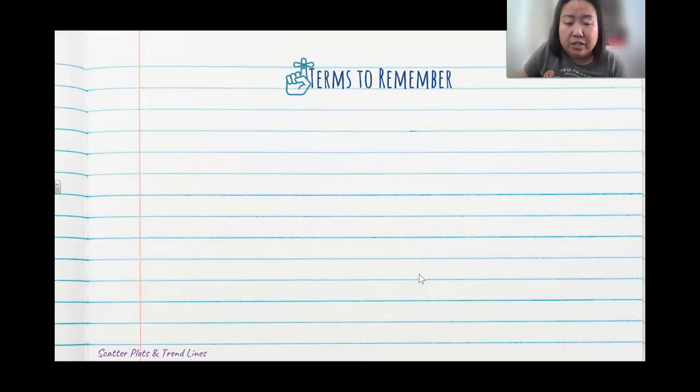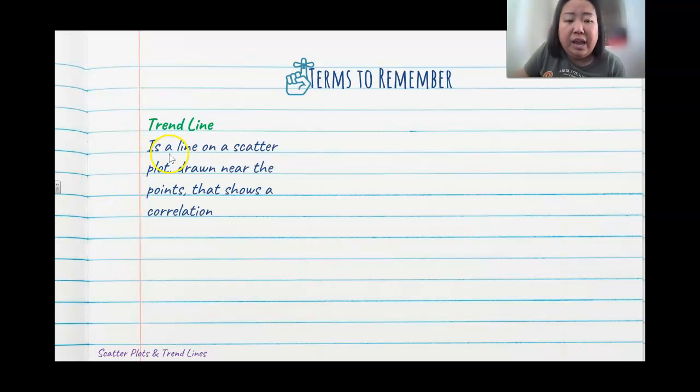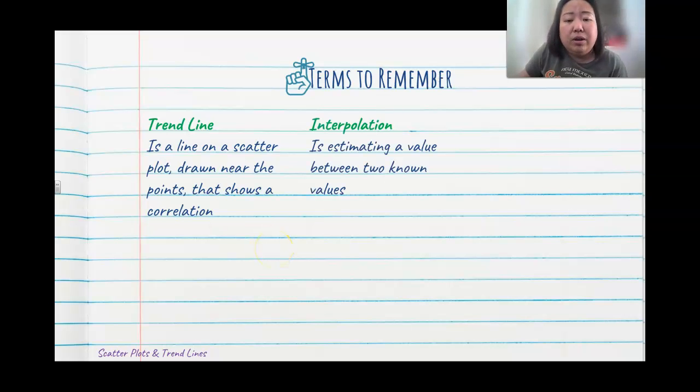so let's take a look at some additional words that are very important for this lesson. You will hear the words trend line, and this is simply a line on a scatter plot drawn near the points. Okay, so as much as you can, the trend line should touch as many points as you can. So it's like a representation for the correlation. Okay, now we have two kinds of prediction that we can do based on the trend line.